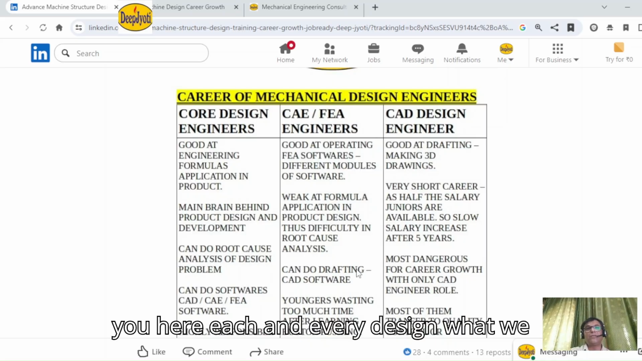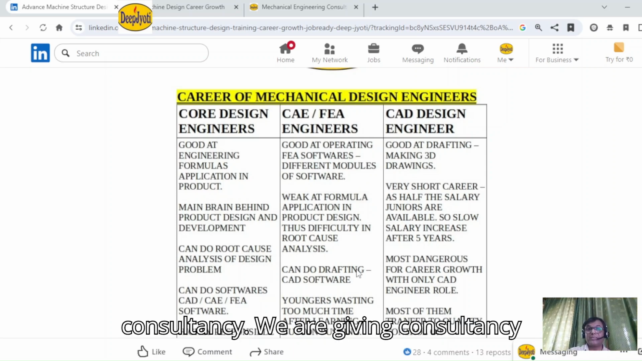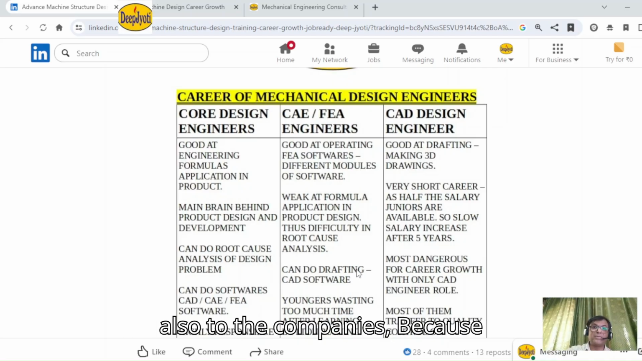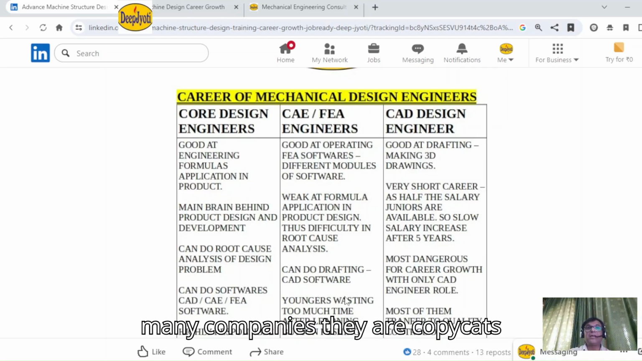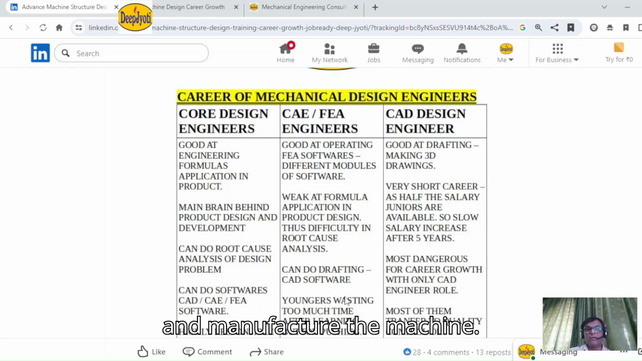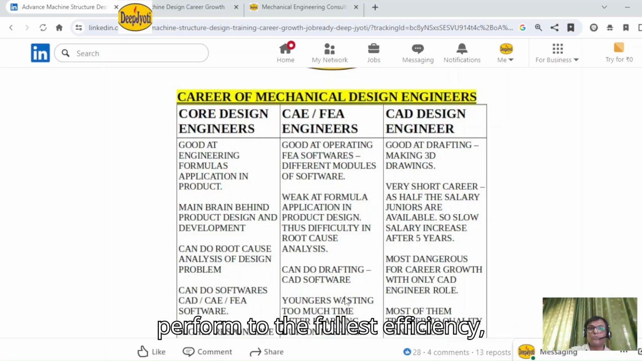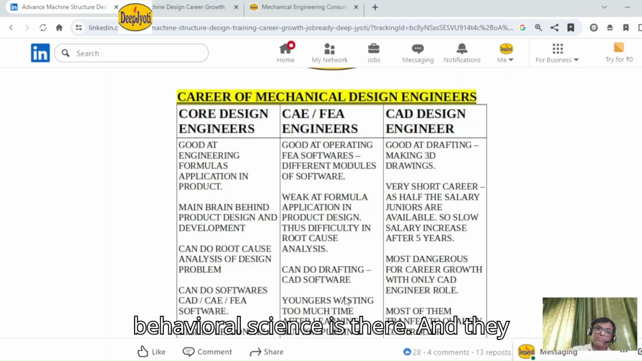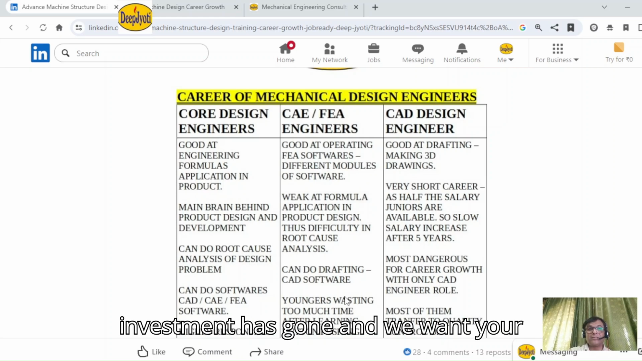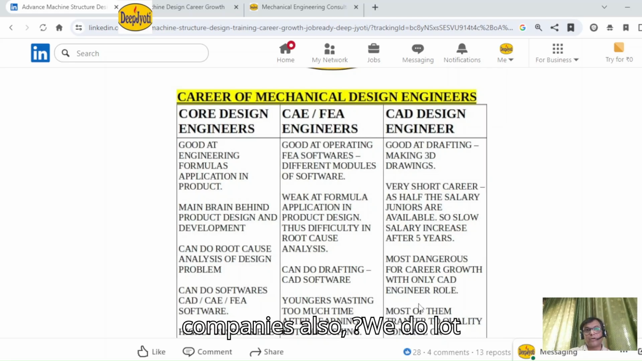Here, each and every design, every breakthrough design you are going to do, is costing lakhs of rupees in consultancy. We are giving consultancy also to companies, right? Because many companies are copycats. They copy that component or that assembly and manufacture the machine. And what happens? The machine doesn't perform to the fullest efficiency, because a lot of metallurgy and behavioral science is involved. They contact us, saying my investment has gone and we want your support, and we support that kind of companies also.